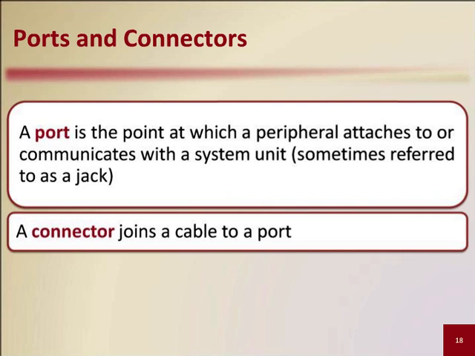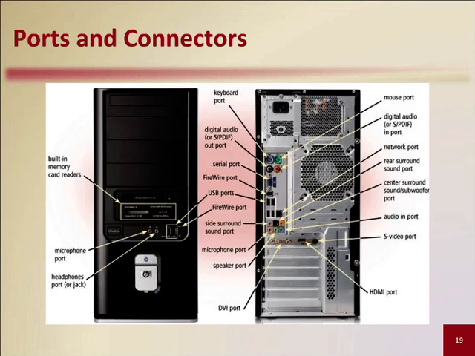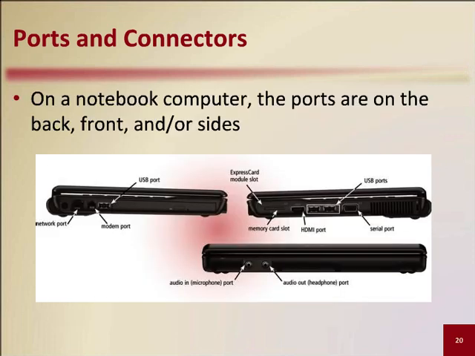A port is the point at which a peripheral attaches to or communicates with a system unit. A connector joins a cable to a port. This screen shows where ports usually are located on a desktop computer. Just like desktop computers, mobile computers and devices include several slots and ports.